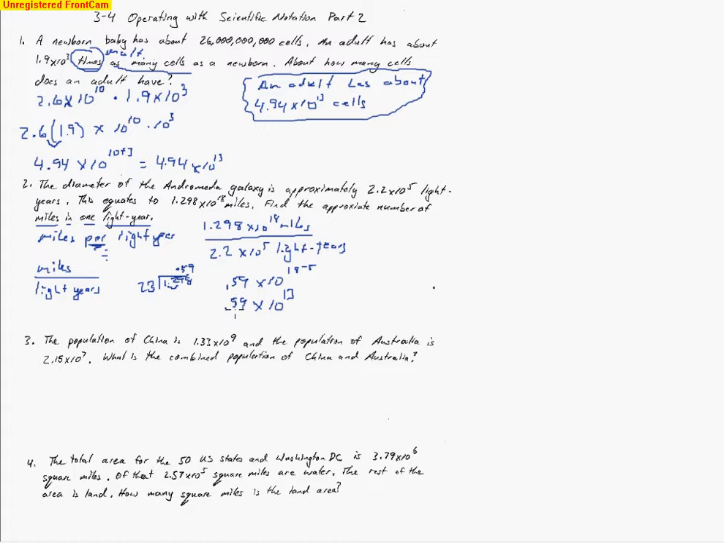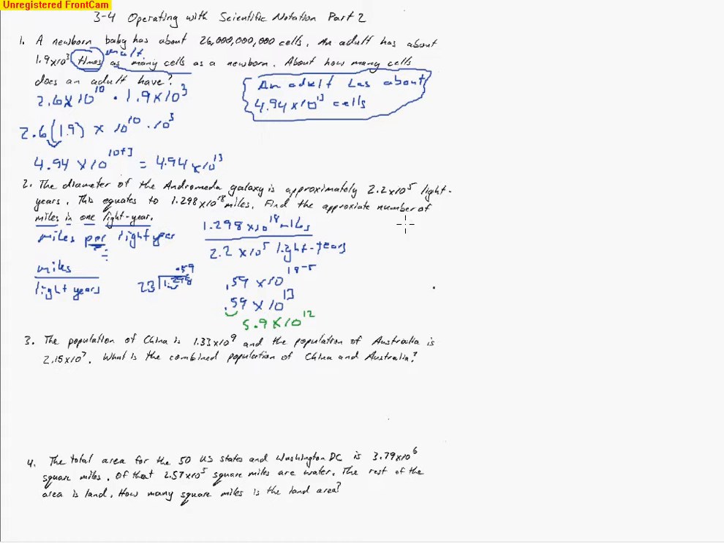But that's not in proper scientific notation. So I have to move that decimal point over one space this way, so it becomes 5.9 times 10. Since I made this one bigger, I need to make the exponent smaller to keep it in balance. That ends up being 5.9 times 10 to the 12th.